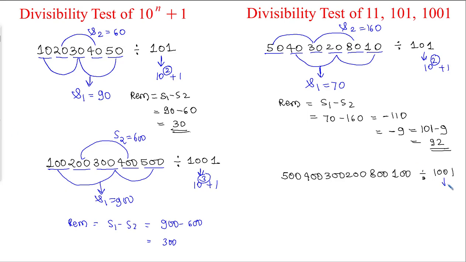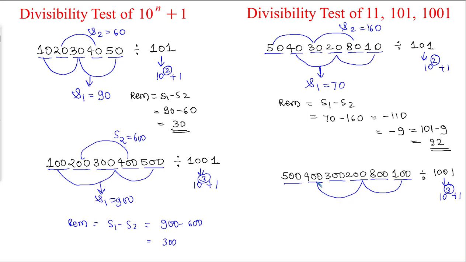1001 is nothing but 10 to the power 3 plus 1. Over here n is equal to 3, so from the right hand side we are supposed to make groups of 3 digits each. If we cannot form a group on the left hand side, then we can add 0 on the left hand side to form a complete group. Now starting from the rightmost group, let's add alternate groups.